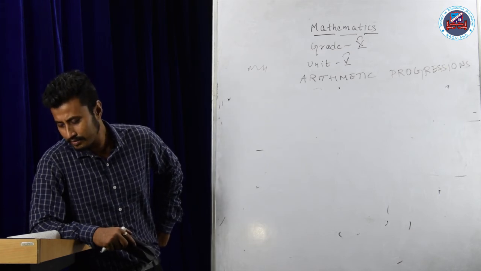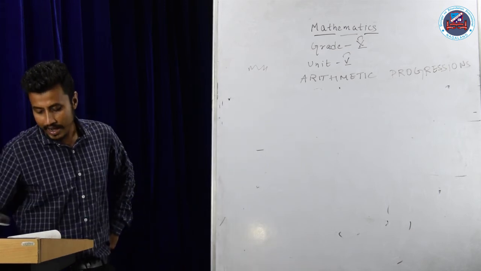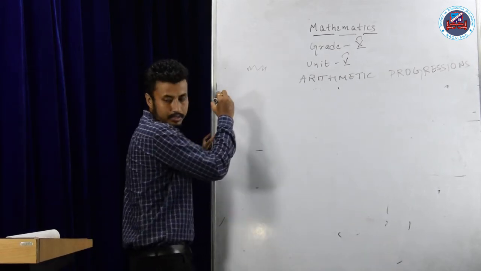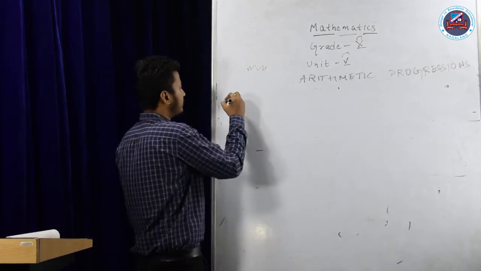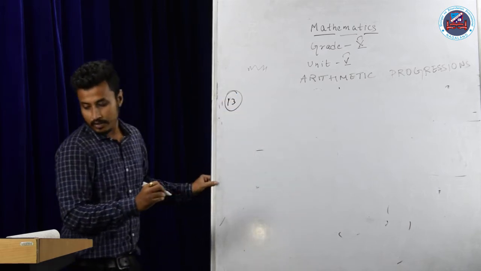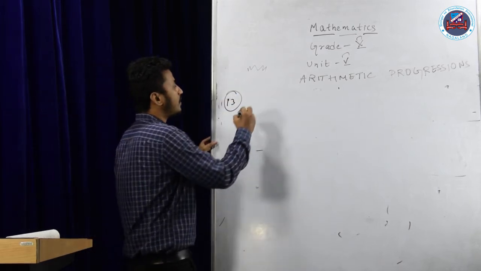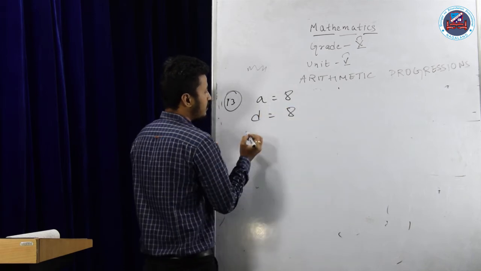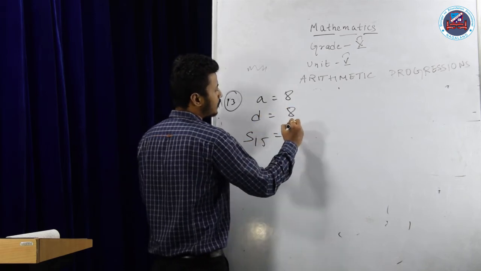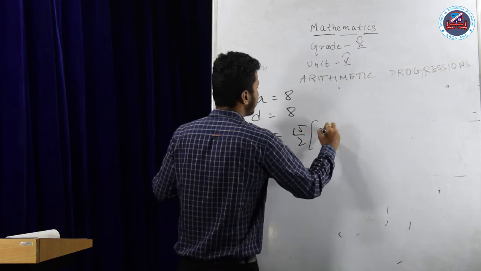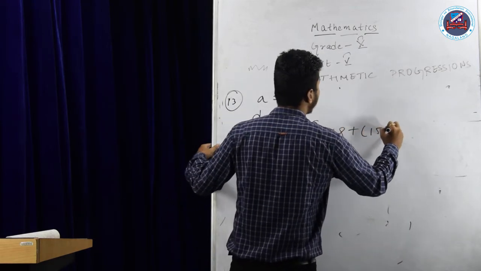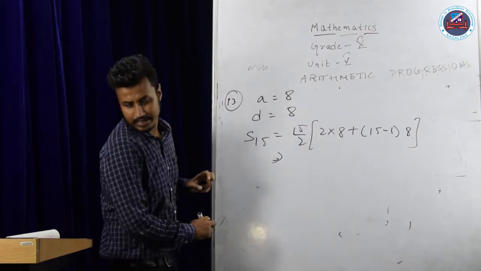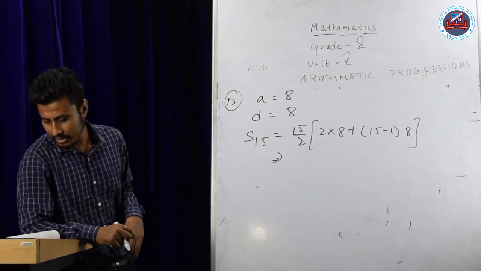Or which question do you want? Question number 13. Okay. Find the sum of first 15 multiples of 8. Let's do it. So what is the first multiple of 8? 8. What is the common difference? 8. You have to find out S15. S15 equals 15 by 2 into 2 into 8 plus 15 minus 1 into 8. Solve this, you will get your answer. Okay? 12 also same, 14 also same guys.